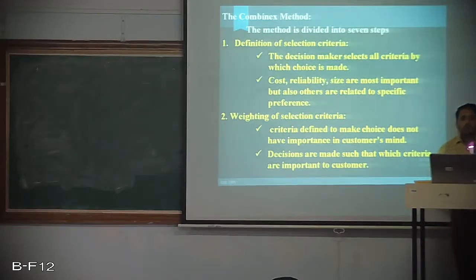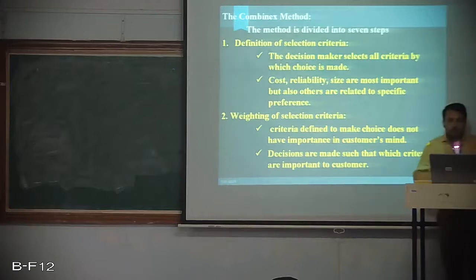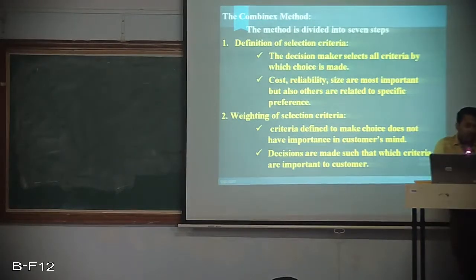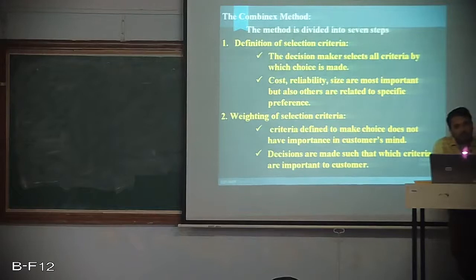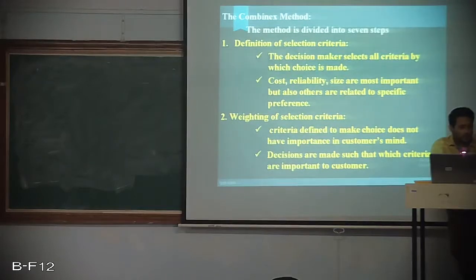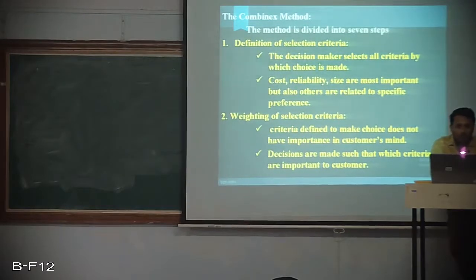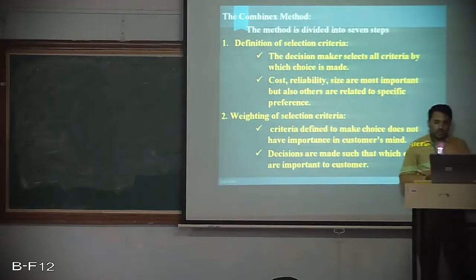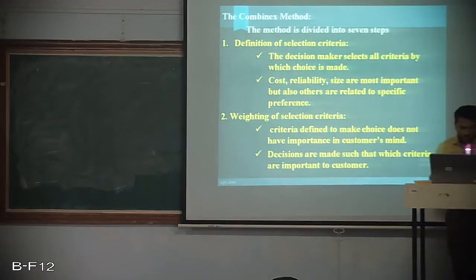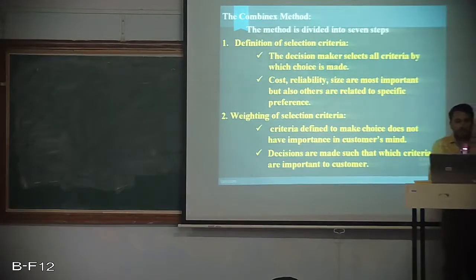So the Combinate method is divided into 7 steps. There is one more method of design, selecting a conceptual design. So that is the Combinate method. This method has basically 7 steps. The first is the definition of selection criteria. The decision maker selects all criteria by which the choice is made.